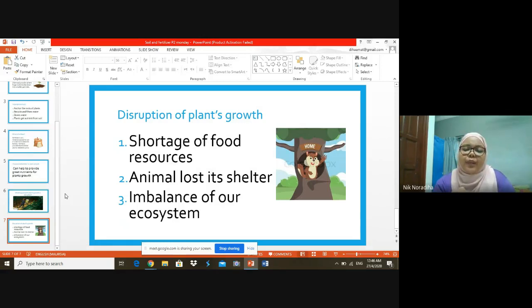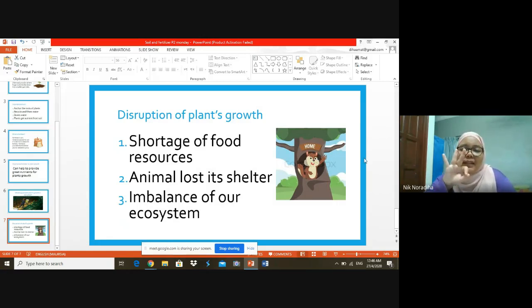Okay, second one, most animals will lose their shelter. What happens to us when we lose our home? So we don't want the same thing to happen to animals, right? That's why we need to take care of our jungle and the plants around us. Because if you can see here, the squirrel's home is in the tree. So what happens if there's no tree in this world? So the squirrel will no longer have a home. That's why we need to take care of our trees and also our jungle and plants, right?